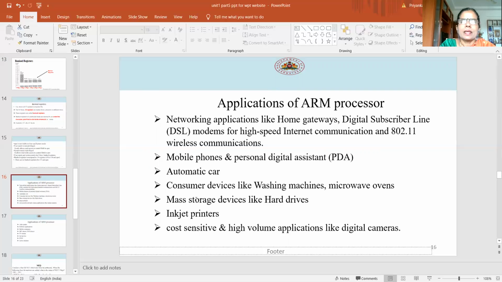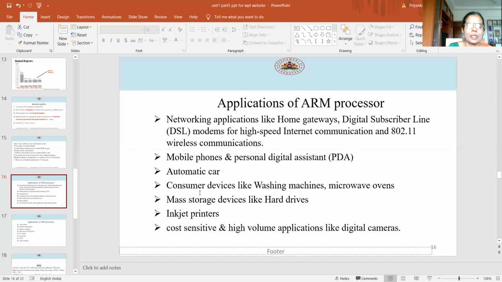The last topic is applications of the ARM processor. Networking applications, like home gateways and digital subscriber line DSL modems. We can use the ARM processor for high speed internet communication. It is used in DSL modems, and for 802.11 wireless communication also we can use the ARM processor. We all know that a common application of ARM is the mobile phone. Mobile phones and personal digital assistants use the ARM processor.